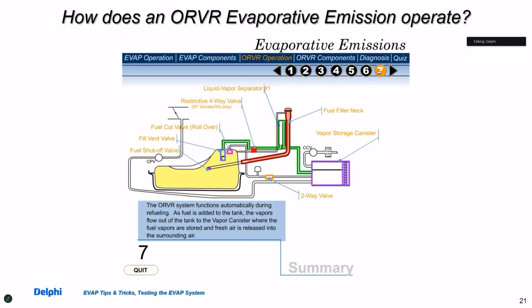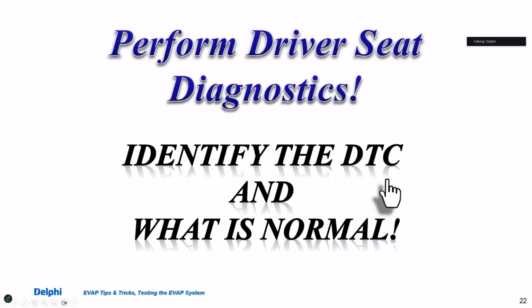This is ongoing. Again, the most common symptom with this is hard to fill, and or you could get into restriction because the canister itself has been blocked and the vapor pressure is drawn down too fast. Okay? Now, I like to use the word perform driver seat diagnostics. Identify the DTC and what is normal.